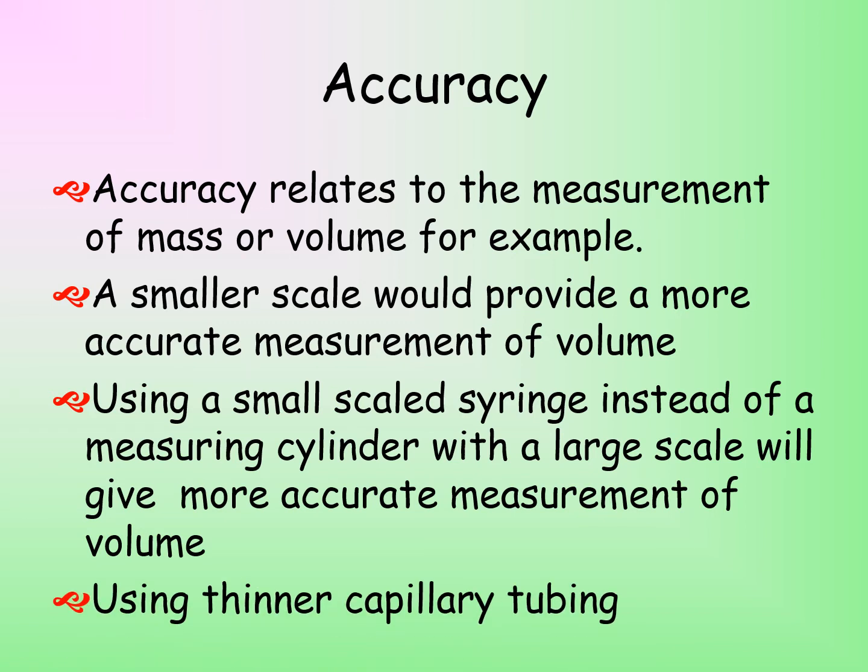Using thinner capillary tubing will also allow greater accuracy. Now, if you think about that in your kitchen, if you're wanting to measure out 100 ml of milk, for example, if you're making pancakes, if you have a measuring jug that's got a scale that's larger, it's going to be quite hard to get an accurate measurement. But if you're using a jug with a smaller scale, you can be more confident that you have actually measured 100 ml of milk. So it's all about the scale that you can use. So it's about the measurement of mass or volume.